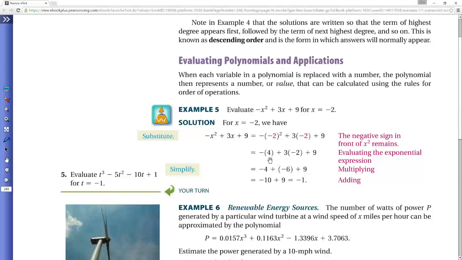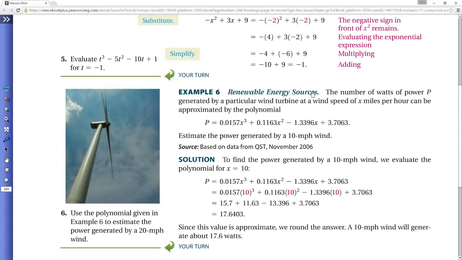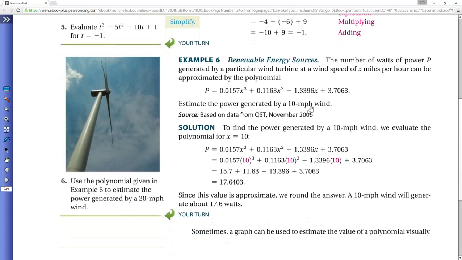So I get the negative of 4 plus 3 times negative 2 plus 9, and then they show the results of the multiplications, right? Remember, this negative is like negative 1 times 4. So then I can add, in this case they add the negatives first to get negative 10 plus 9, which is negative 1.